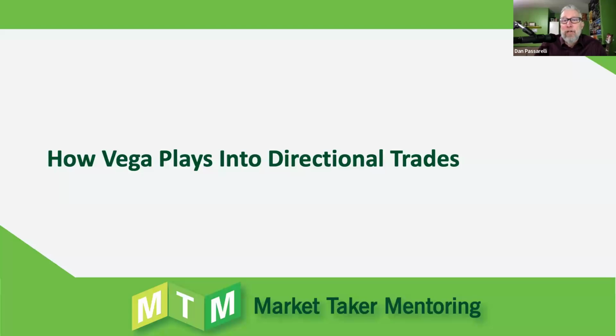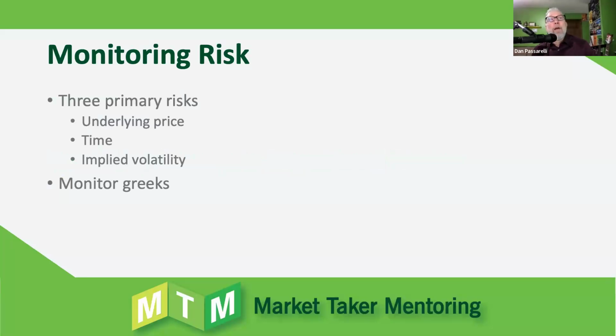How does Vega play into directional trades? If you have a directional trade, you have three primary risks: underlying price, time, and implied volatility. If you have a non-directional trade, you still have those same risks. I would argue that whenever you make an option trade, you're always trading this basket of exposure. Every option trade has exposure to the underlying price moving, to time passing, and to implied volatility changing. If you want to be good at option trading, you've got to be good at the Greeks.